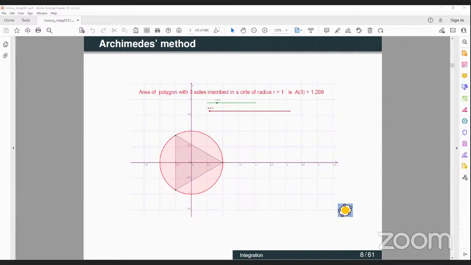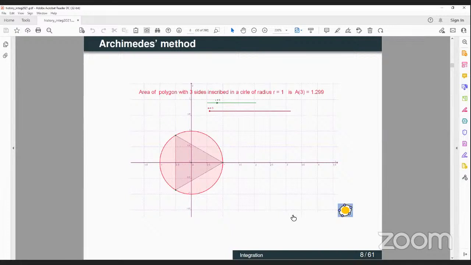Exhaustion implicitly assumes the concept of a limit. This is a software, GeoGebra, where we have tried to do this. You can see that the area of the polygons is increasing. This is a very well-known software and applet, which can be used at school level. So let me not go into that.